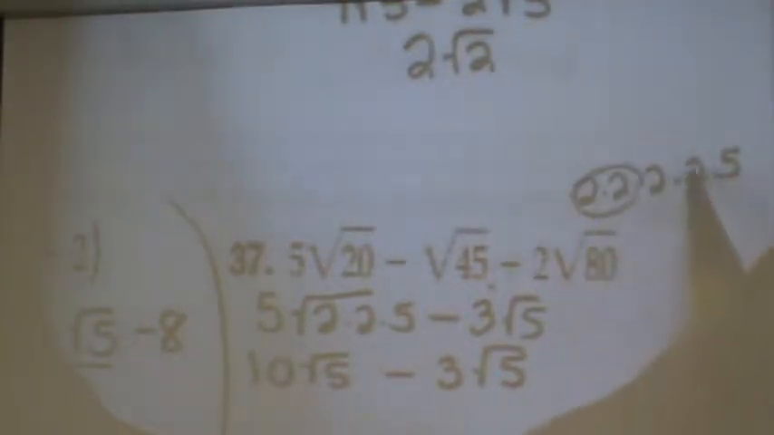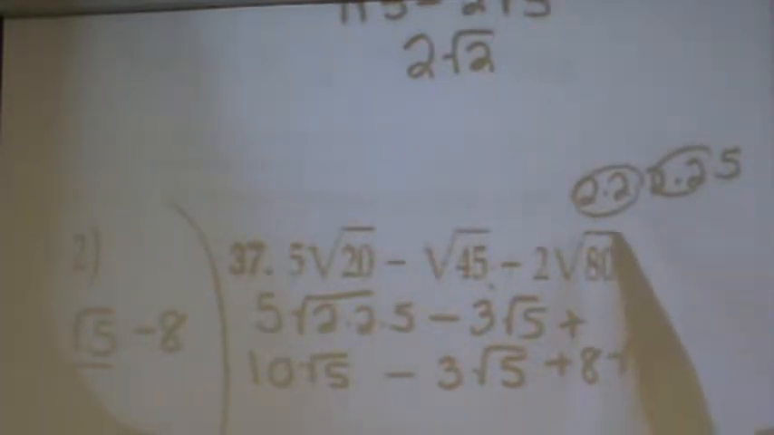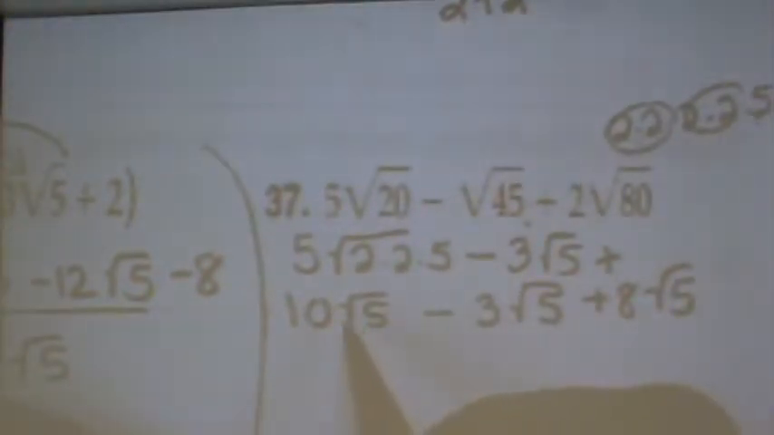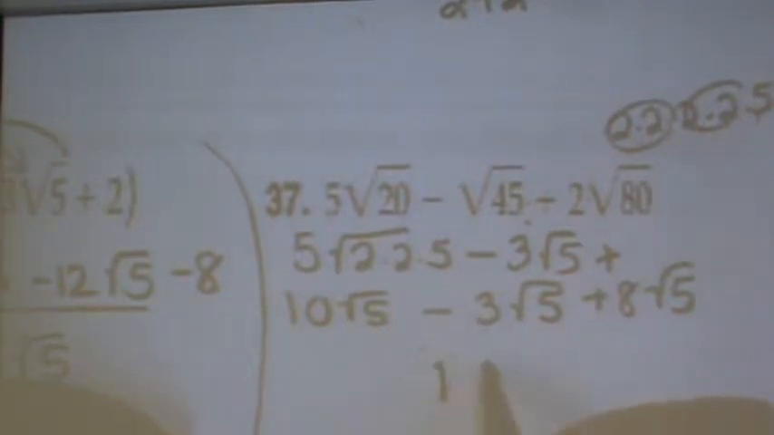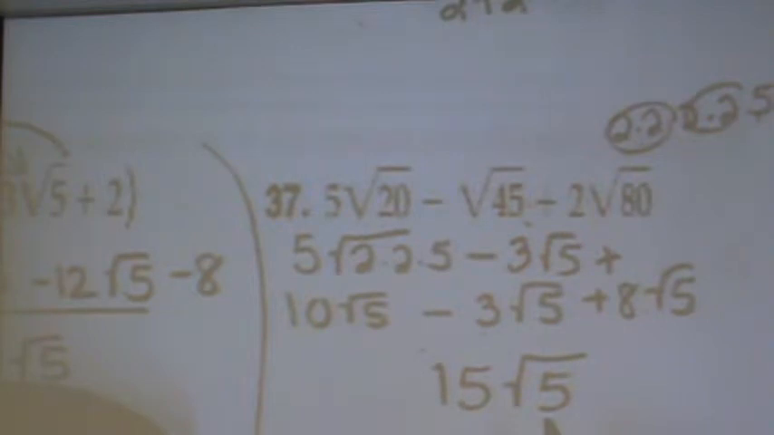So that would be 2 2's, which is 4. 4 times 2 is 8. So it would be 8 root 5. So you took these two 2's out. 2 times 2 is 4 times 2 is 8. 8 root 5. There's a 5 left over. So 10 minus 3 is 7. 7 and 8 is 15. 15 root 5.